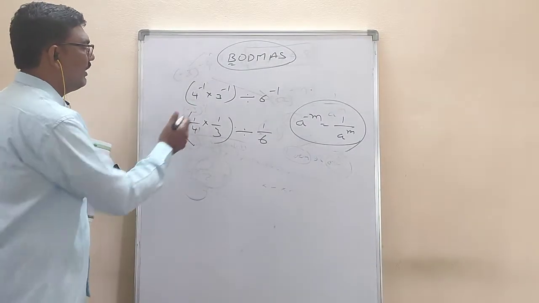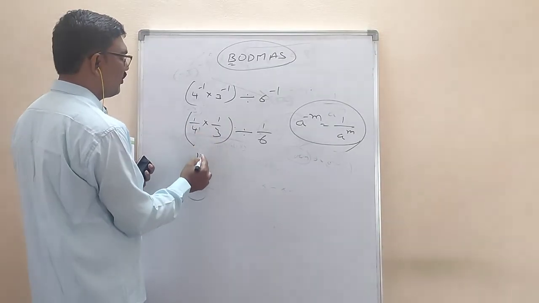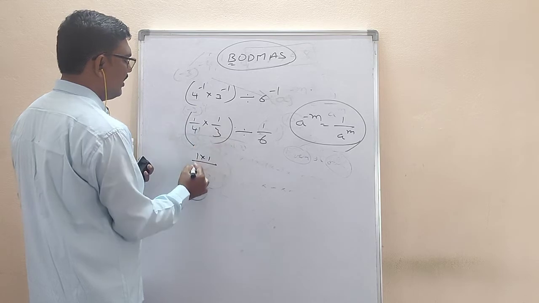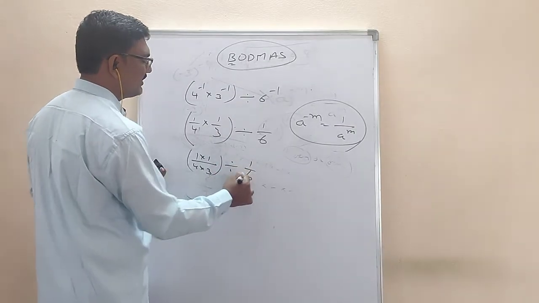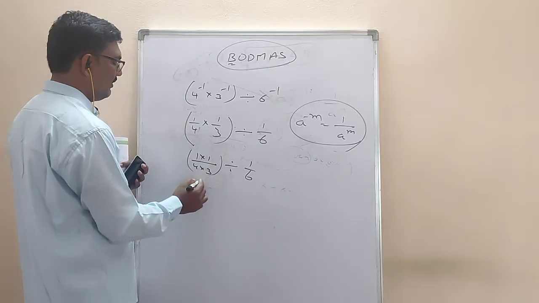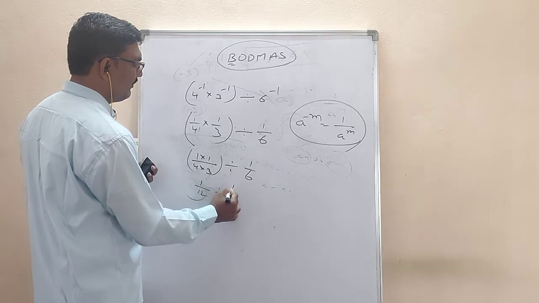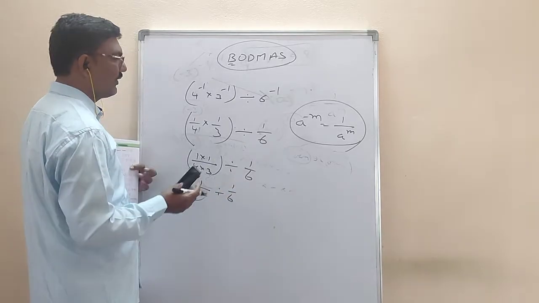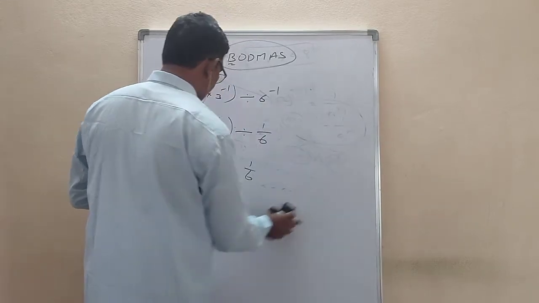So now, 1 by 4 into 1 by 3 means two fractions. How do you have to multiply? Numerator into numerator, denominator into denominator. So I kept it in the brackets, divided by 1 by 6. Now 1 ones are 1, 4 threes are 12. Divided by 1 by 6, that also stays the same. So now 1 by 12 divided by 1 by 6.